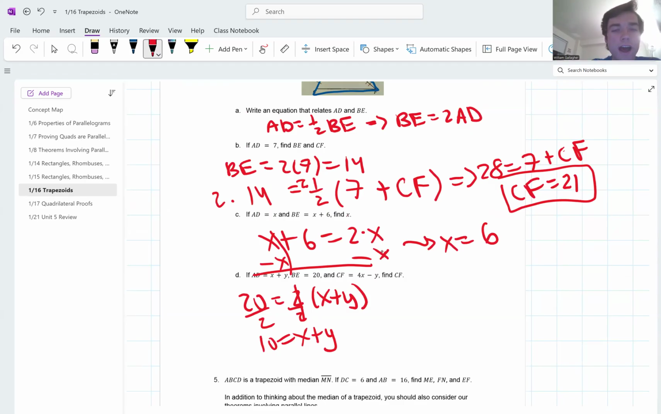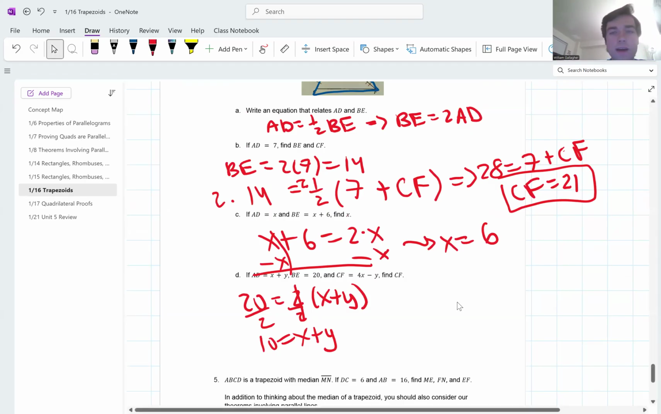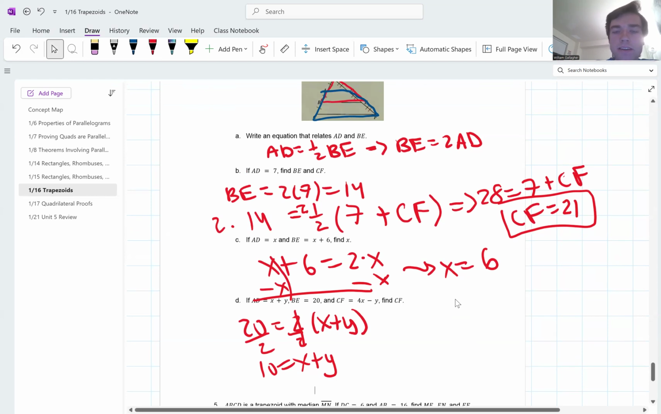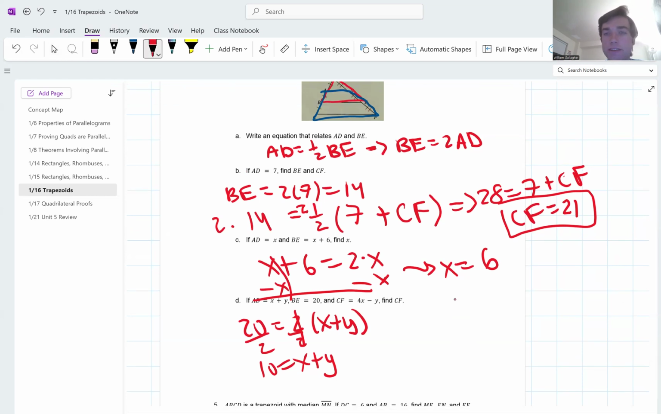I know that BE is going to be half, right? The average of the other two. So 20 is equal to 1/2 of AD, which is X plus Y, plus 4X minus Y.